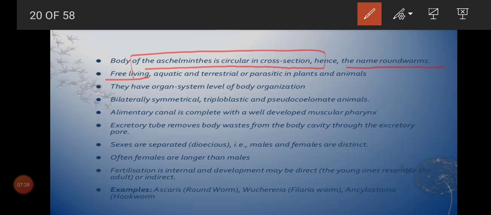It is also free living. All those characteristics it will show: free living, aquatic, terrestrial, parasitic. It will be inside plants and inside animals also. They have an organ system level of body organization.